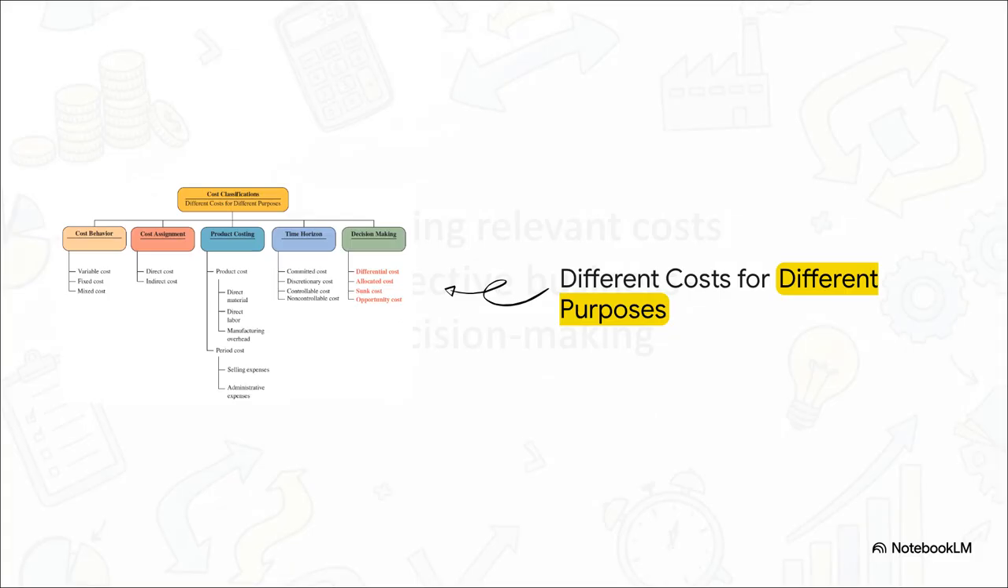Take a look at this big picture map of the entire accounting ecosystem. It goes all the way from cost behavior on the left right over to decision-making on the far right. And that right side, that is our playground today. Out of all the different costs a business tracks for things like product costing or time horizons, we really only care about a very specific subset when we're making choices. We're talking about differential, allocated, sunk, and opportunity costs. So let's break these down so you know exactly what to look out for.